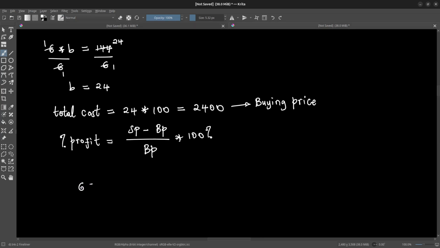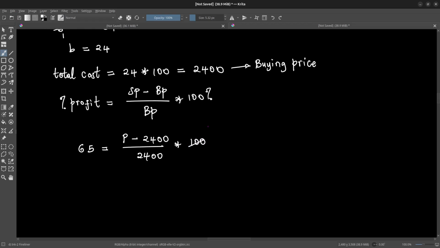So this means 65 will be equal to the selling price, let's say the selling price was P, minus the buying price. The buying price is right here, 2400, over the buying price again, 2400, then times 100. So by 100, this is 1. By 100, here we get 24. To get rid of this 24 denominator, let's multiply both sides by 24.